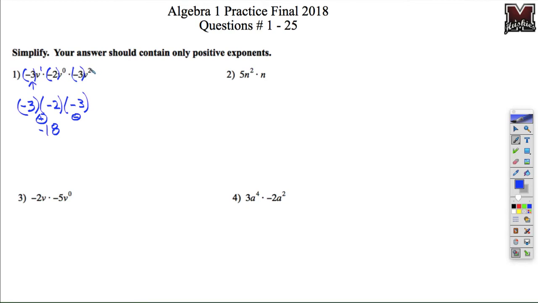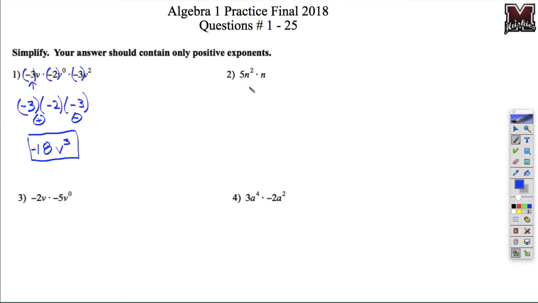And then 1 plus 2 is 3, so there's a total of 3 v's. So we say v to the power of 3. And I think I can write that a little bit down here so I have more room. So this is a negative 18 v to the power of 3. And then I'm going to box my final answer. And I can rewrite what was up here.